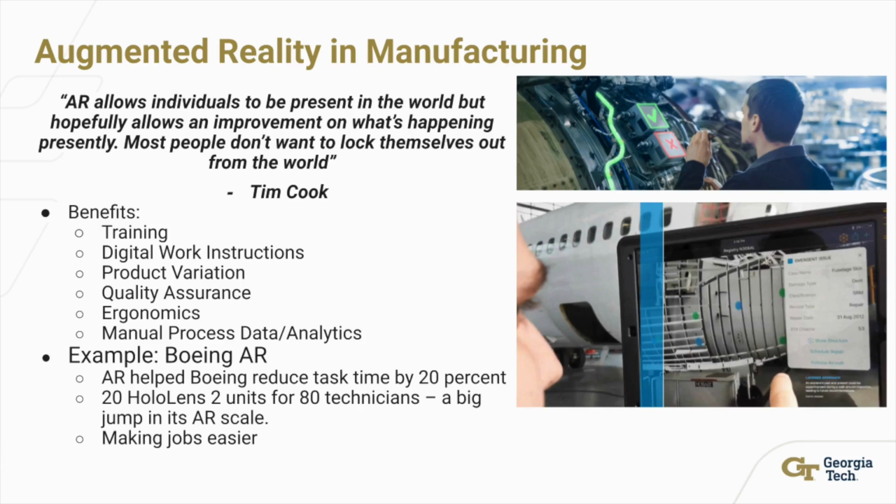Going back to Boeing's AR, it has helped reduce task time by over 20%. And Boeing has ordered 20 HoloLens 2 units for 80 technicians, which is a big jump in its AR scale. It's hard to argue with making your job easier if you're a technician, and many technicians are not too skeptical of the AR as they know it will make their job easier. By bridging the physical and digital, AR empowers workers, improving productivity without detaching them from their environment.